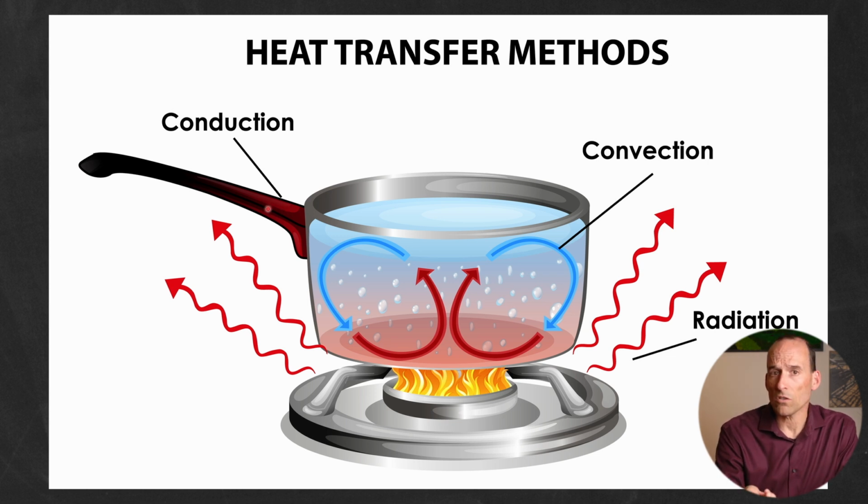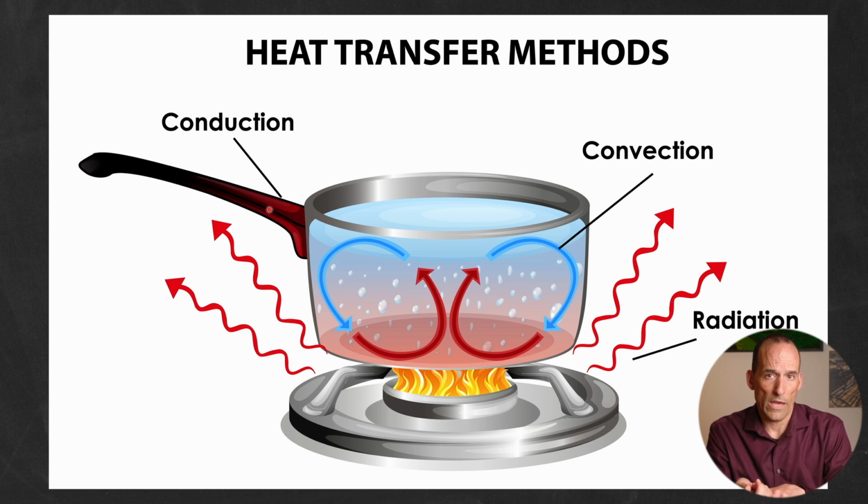Now, what happens if we touch the handle of that pan? That handle is solid and our hand is solid. And we know that we're going to absorb some heat from that pan as it goes from the hot pan into our colder hand. That transfer of heat from hot area to cold area through solids is called conduction.